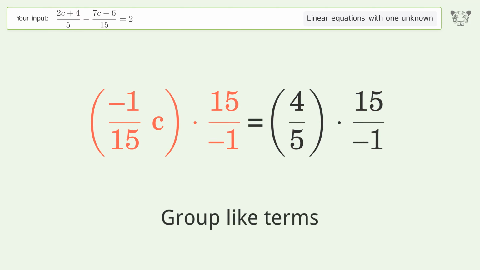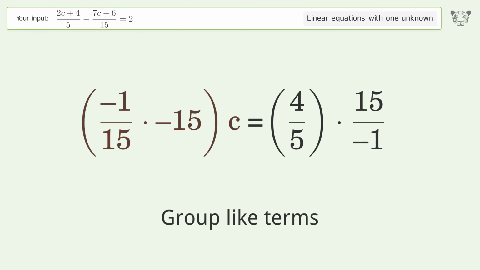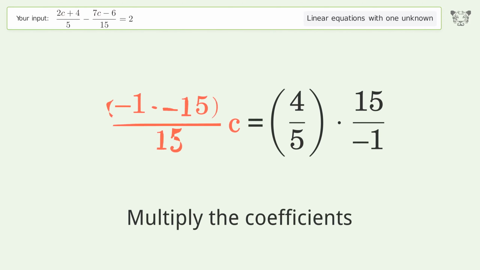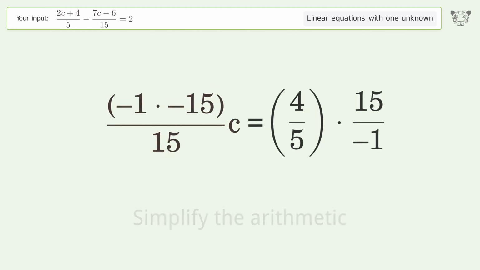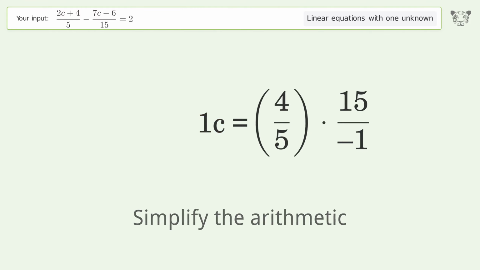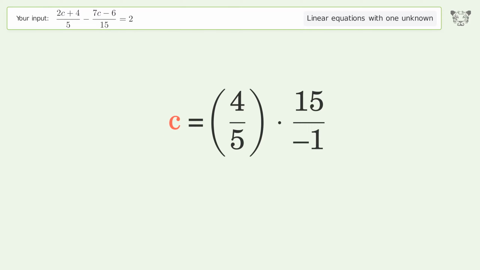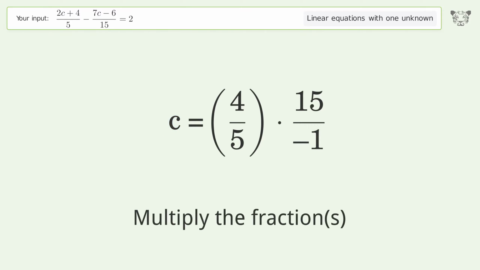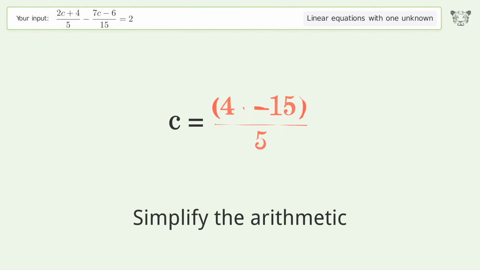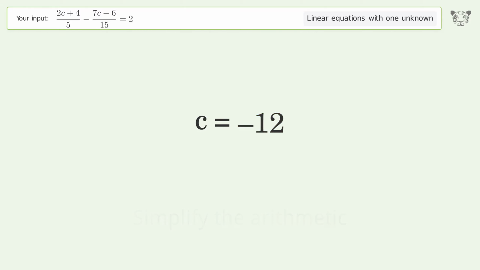Group like terms. Multiply the coefficients. Simplify the arithmetic. Multiply the fractions. Simplify the arithmetic. And so the final result is c equals -12.